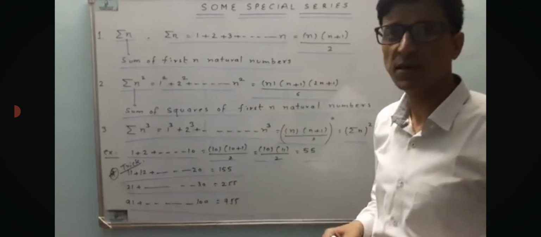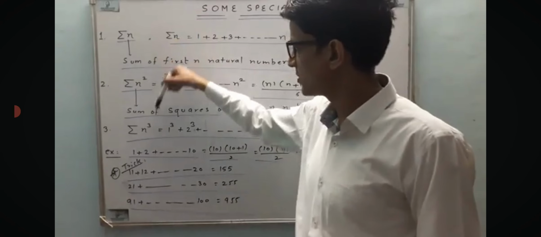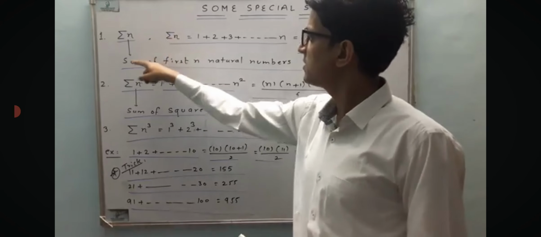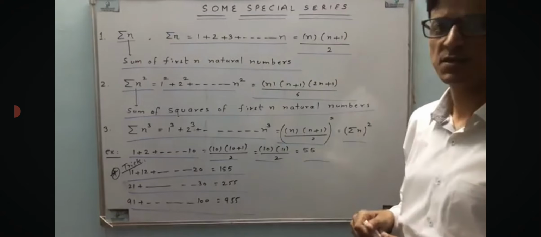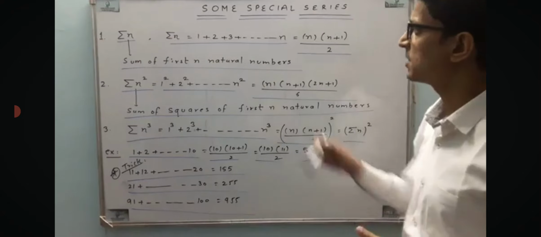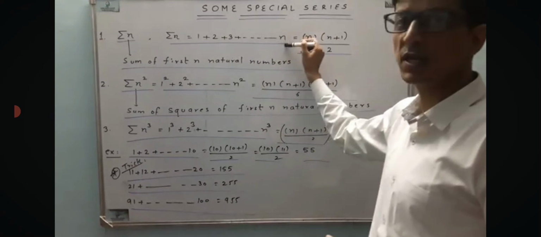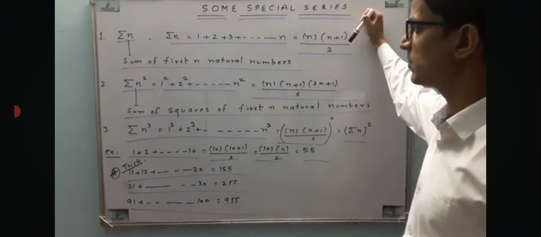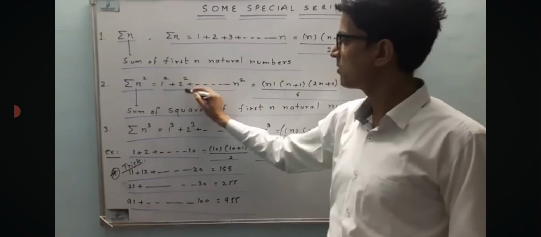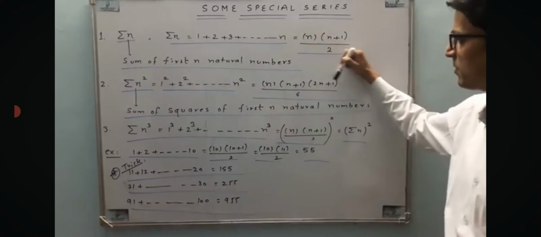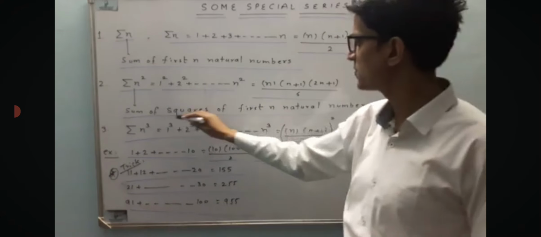Sigma n square, sigma n cube. Sigma n is the sum of first n natural numbers and it can be written as 1 plus 2 plus up to n, which is equal to n(n plus 1) by 2. Sigma n square is 1 square plus 2 square up to n square. It is n(n plus 1)(2n plus 1) by 6. This is the sum of squares of first n natural numbers.